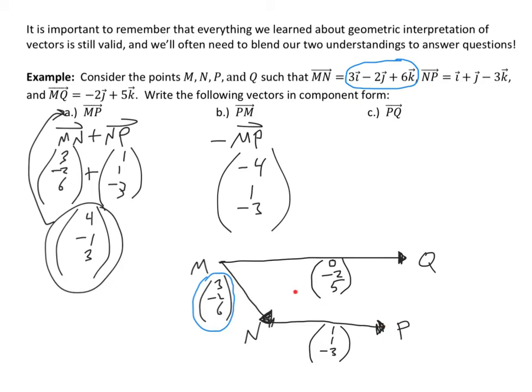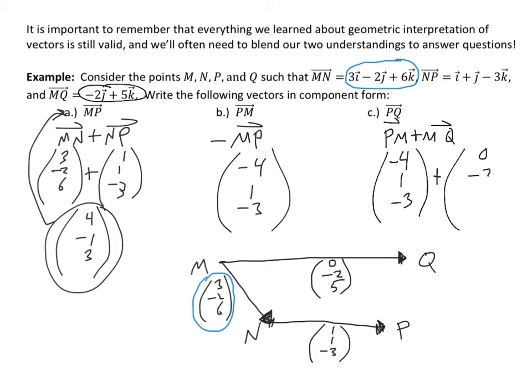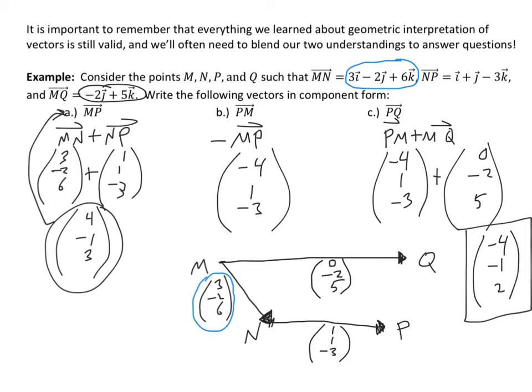So we could go from P to M and then go from M to Q, right? It kind of takes that IB idea where we use previous ideas. So PM plus MQ. PM we just found was -4, 1, -3. And MQ, we were given MQ, that's right over here. MQ was 0, -2, 5. And so when I add those things up, -4, -1, 2. And that's our answer for part C.